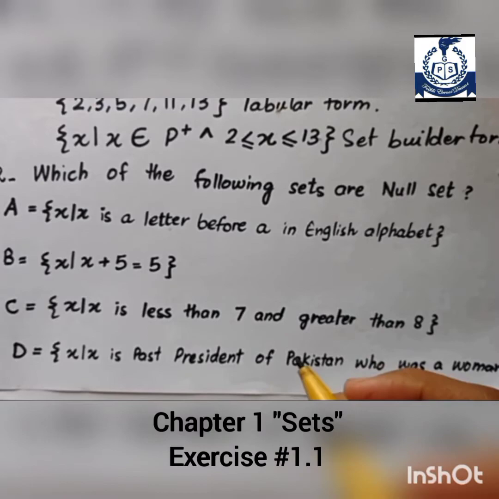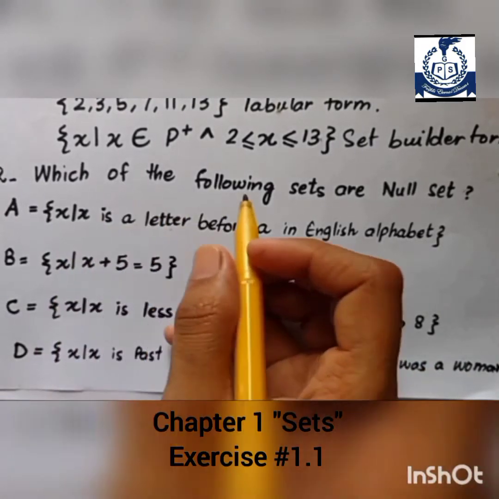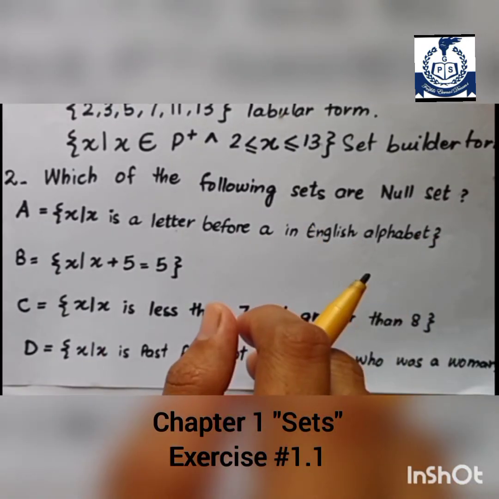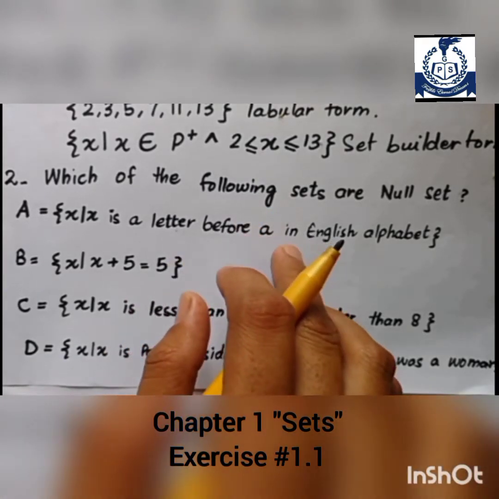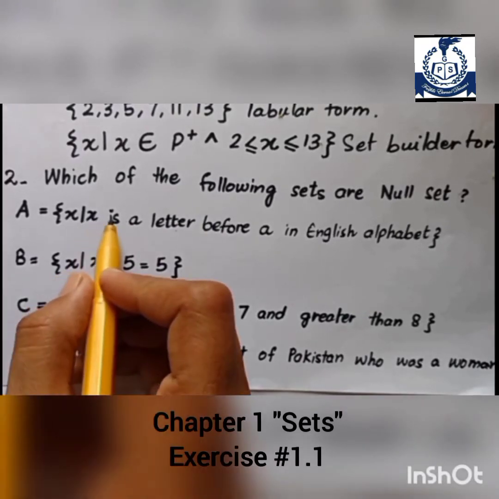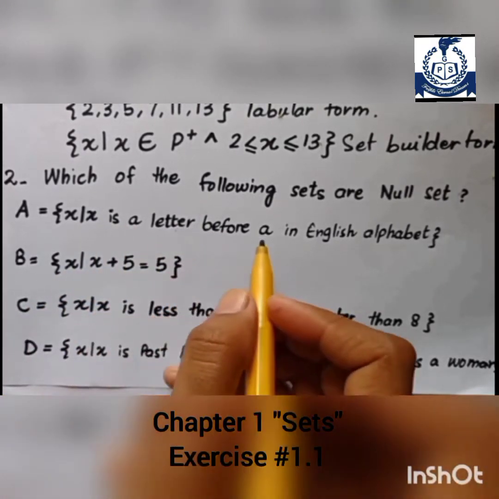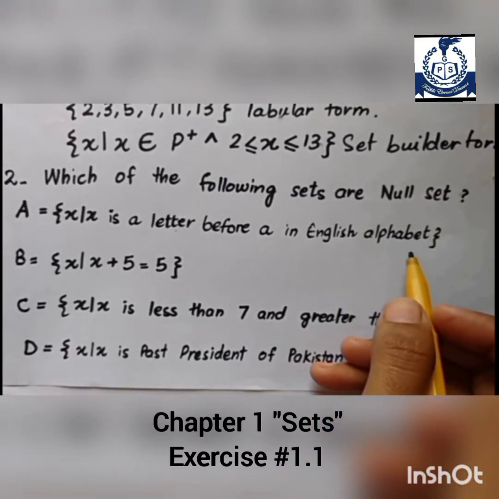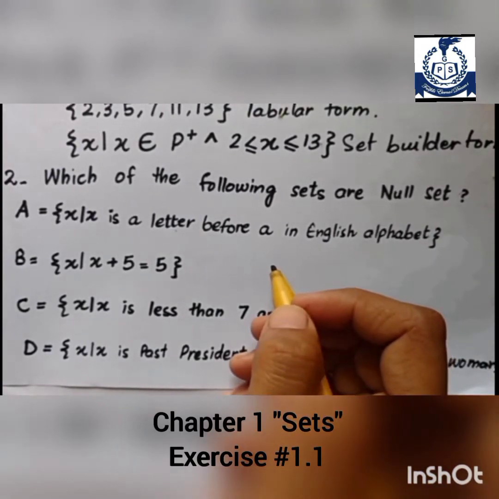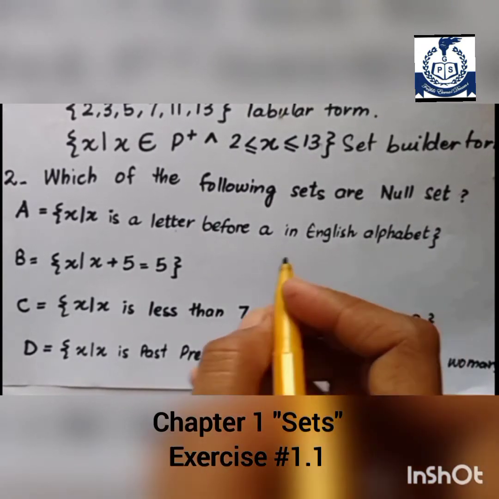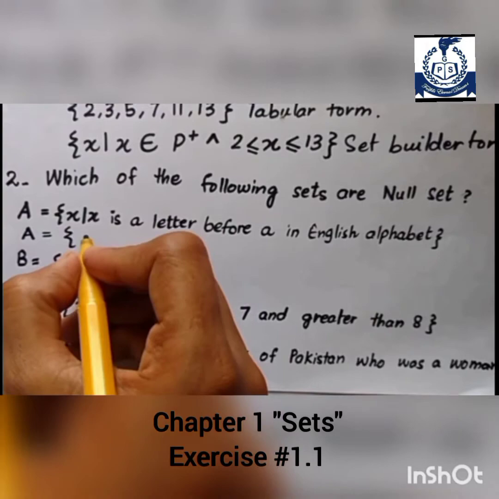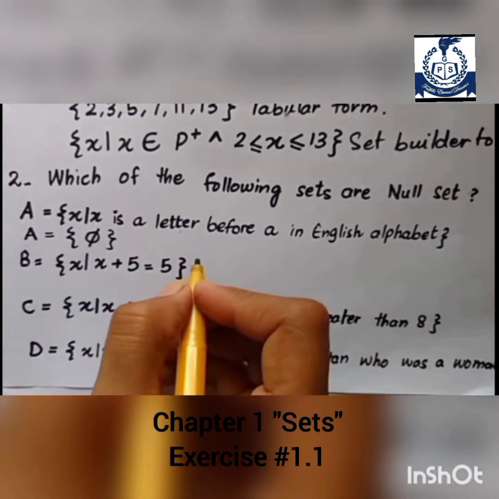Question number 2 is, which of the following sets are null sets? So here we have 4 parts and in these questions we need to define which parts are null sets. So part number A is X such that X is a letter before A in English alphabet. So here we have a condition, letter before A. So there is no letter before A. A is the first letter of English alphabet. So A is equal to null, because there is no alphabet before A.